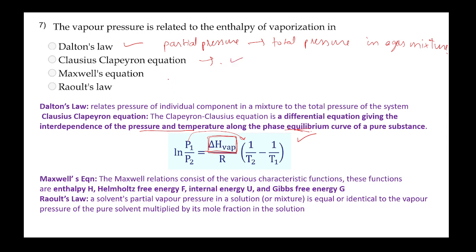If we look into what the other equations are, Maxwell's equations are a set of equations which give you relationships between enthalpy, internal energy with temperature, pressure, etc. So it shows interrelationships. Now, Raoult's law I have explained earlier in this lecture also. Raoult's law relates partial pressure Pi with the mole fraction of that component in the liquid phase. So this is also not the answer. So the answer is B here.